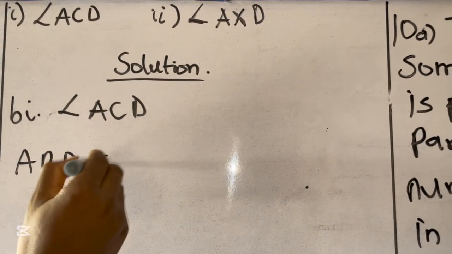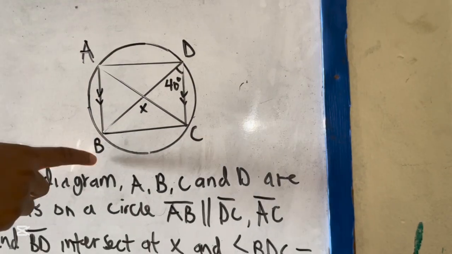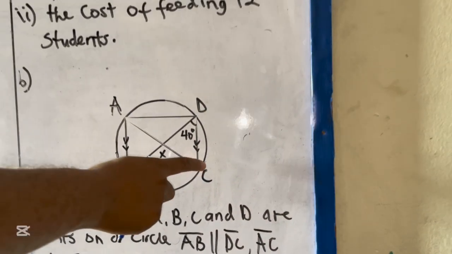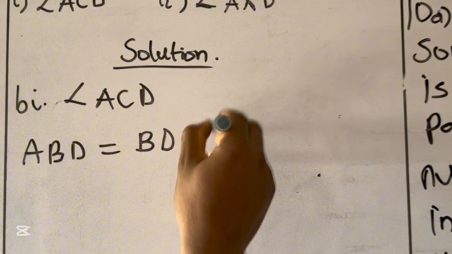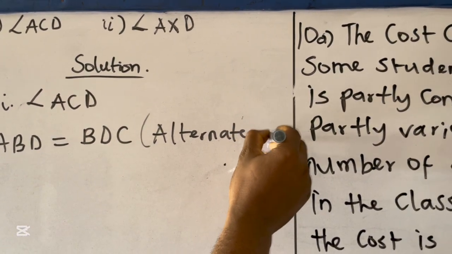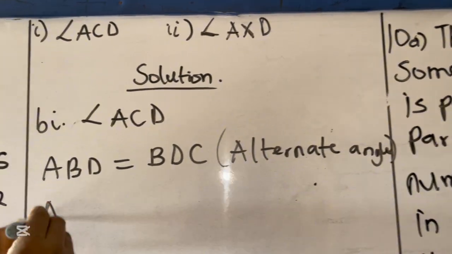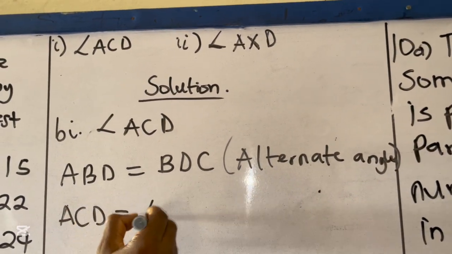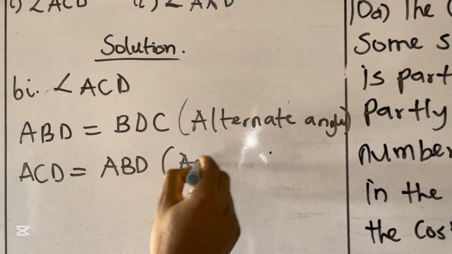So now we have that ABD is equal to BDC. What do I mean by that? ABD is the same thing as BDC. Alright, so what's the reason for that? They are alternate angles. Okay, next one we have ACD is equal to ABD. They are angles in the same segment.